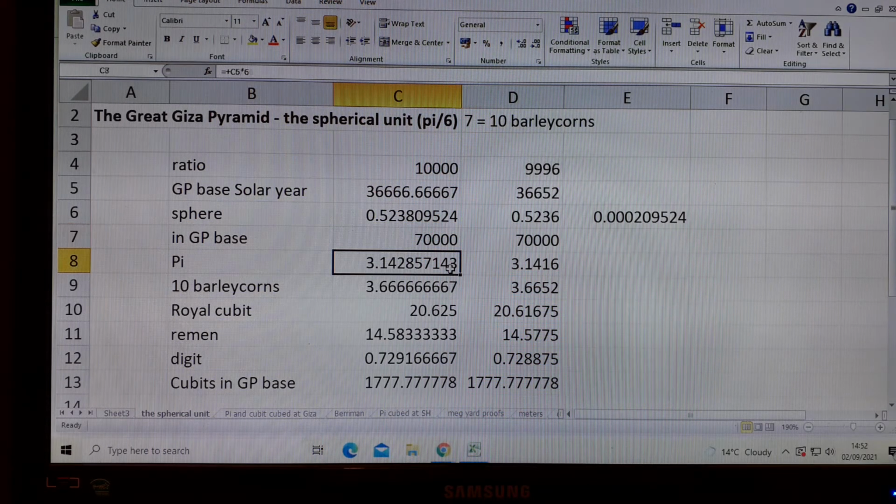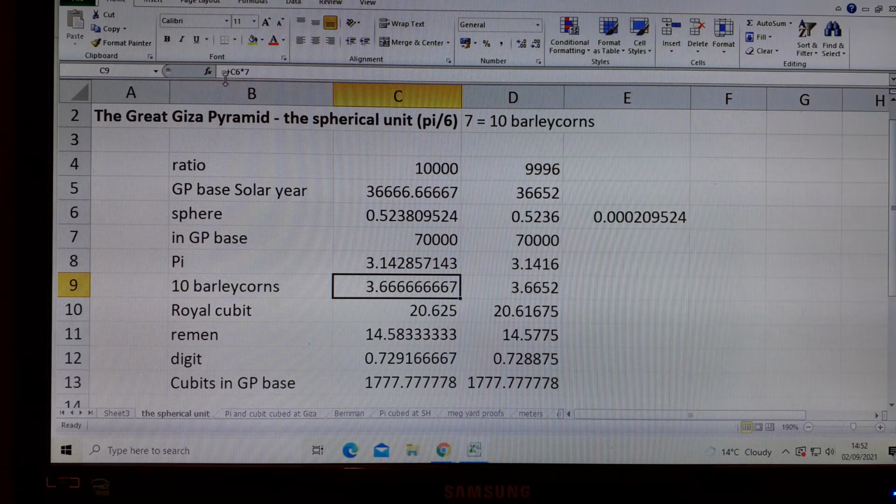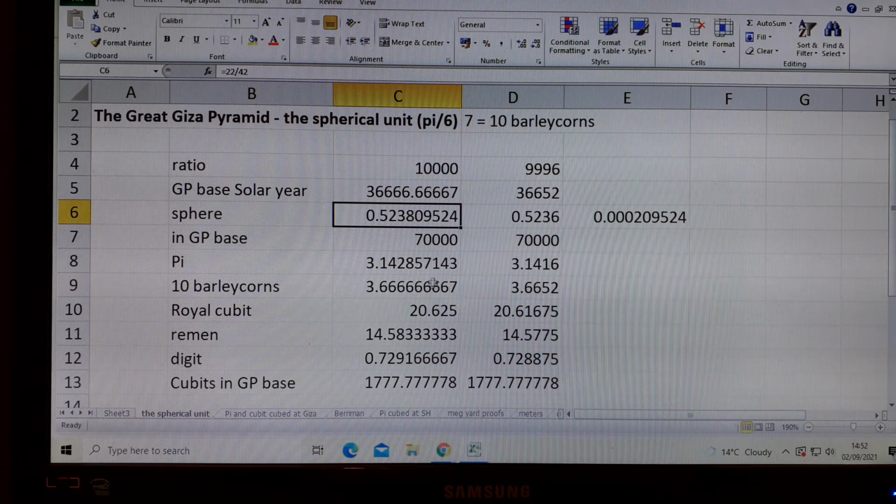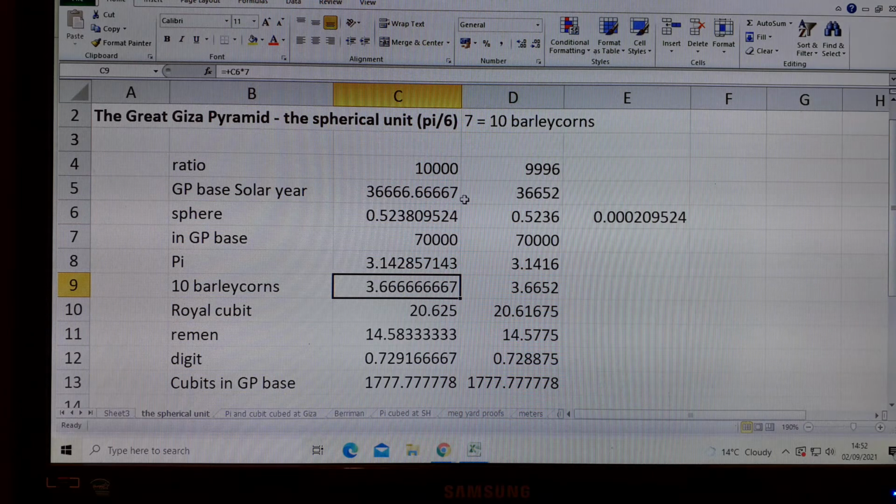And when we use pi as 22/7, it's this unit multiplied by 6. So C6 times 6. And 10 barleycorns in the same system are C6 times 7. So that times 7 is 10 barleycorns. And there we have the GP base. So we can see it's a base 100 design. It's that multiplied by 10,000 gives this. And there's 10,000 at the top.